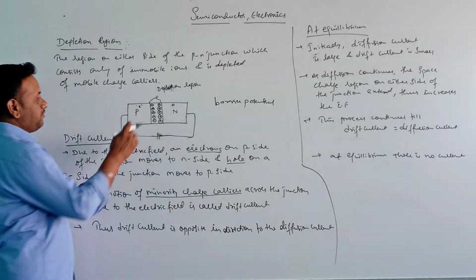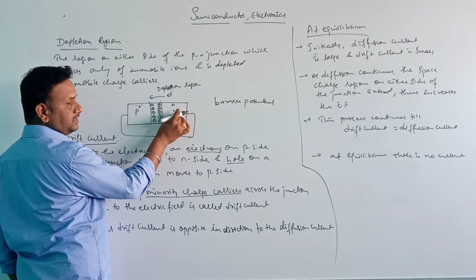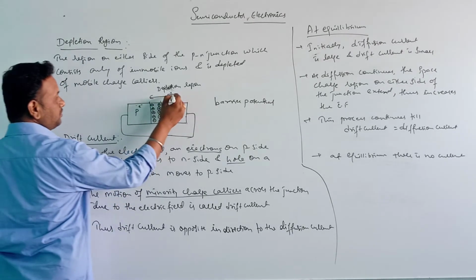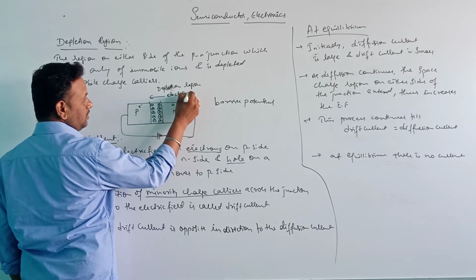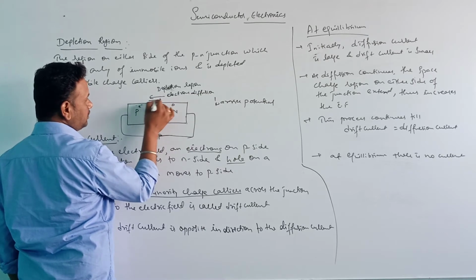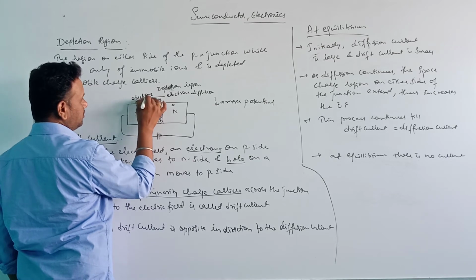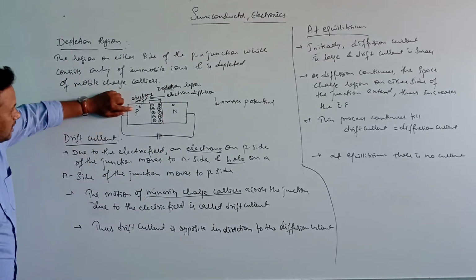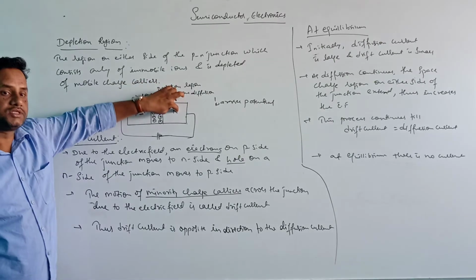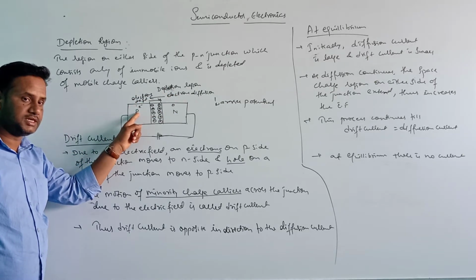And one more thing is that this drift current is always in opposite direction to the diffusion current. So say for example the electrons which are diffusing. In the N region, which are the majority charge carriers? Electrons. So electrons diffusion is always opposite to the electrons drift here. Here electrons are the minority charge carriers. In this N region, electrons are the majority charge carriers. Here electrons are the minority charge carriers.